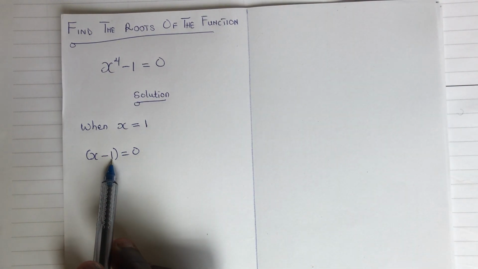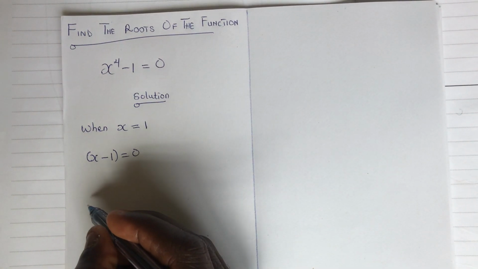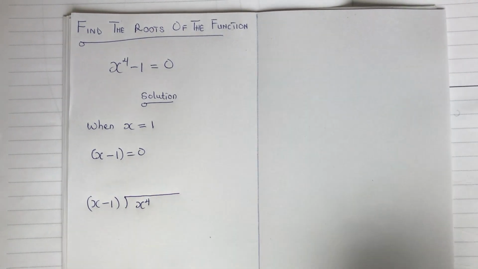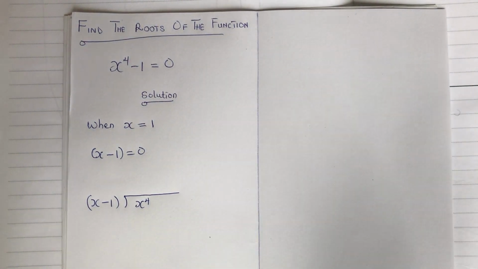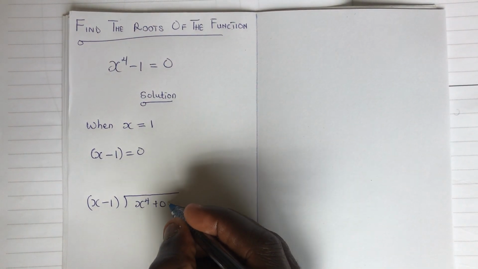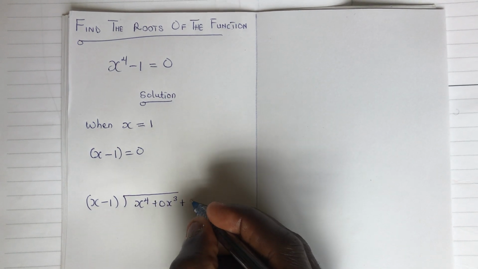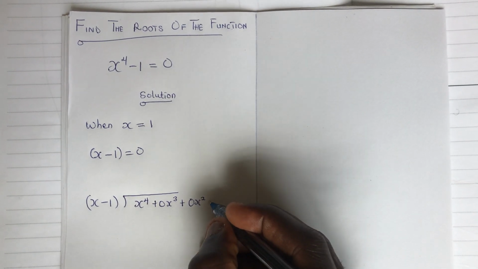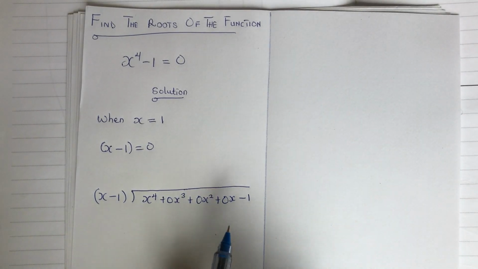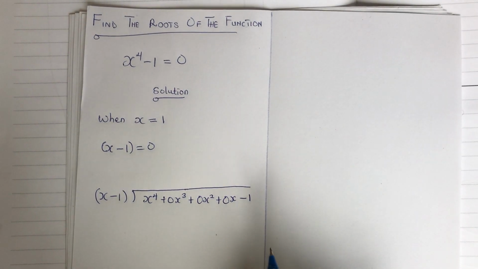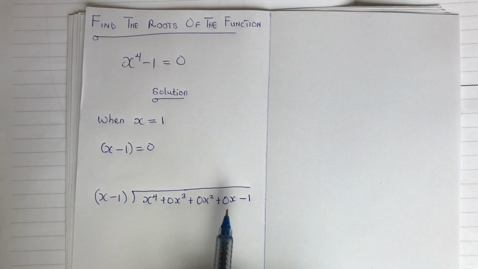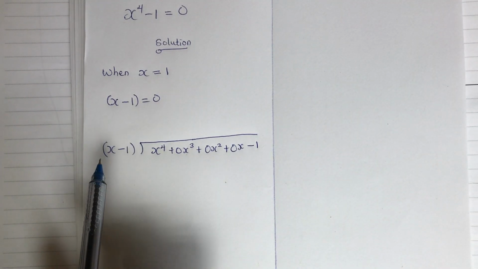Now this becomes our divisor, so we write it out like this, x minus 1, then we put in x raised to the power 4 minus 1, but I will repeat the missing terms by using 0, so plus 0x cubed plus 0x squared plus 0x minus 1. There is no need for you to do this, but I'm actually doing it for explanation's sake. So this term, this one, and this are missing terms. So now we can do the division.